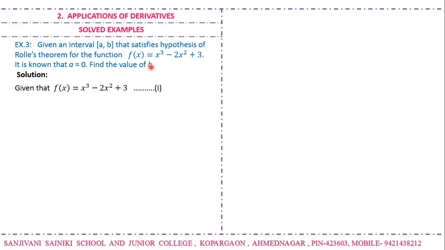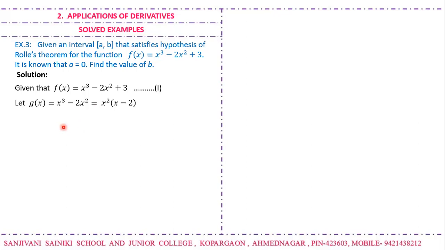Now how to find it? Rolle's theorem is satisfied. So the three conditions are satisfied. What are those three conditions? The function is continuous on the closed interval, the function is differentiable on the open interval, and f of a is equal to f of b. It is also given. Okay.